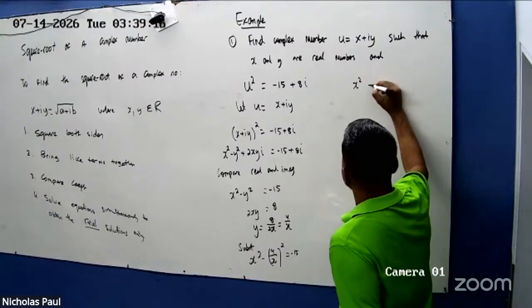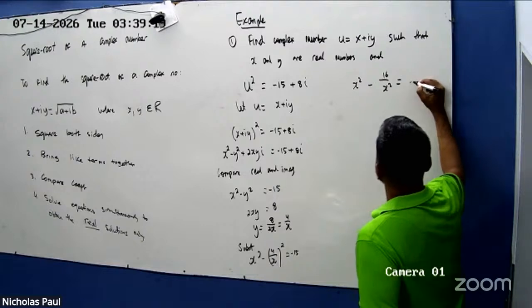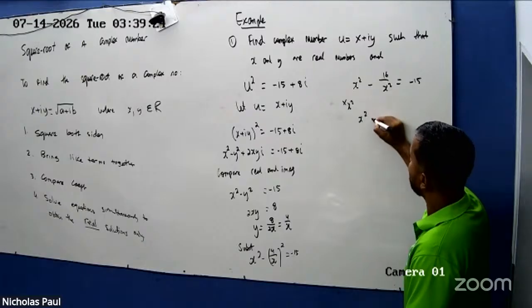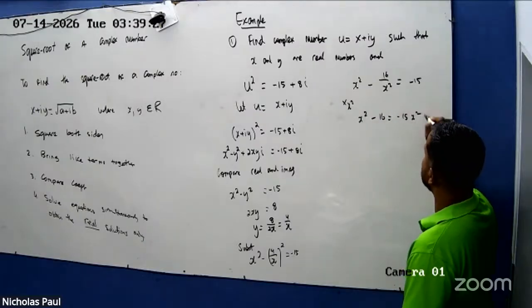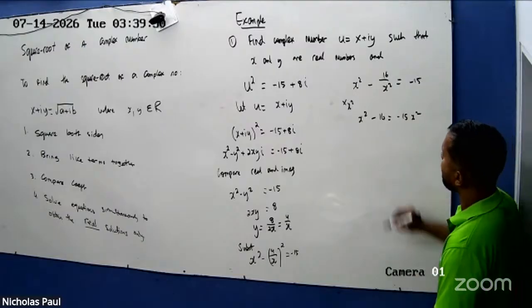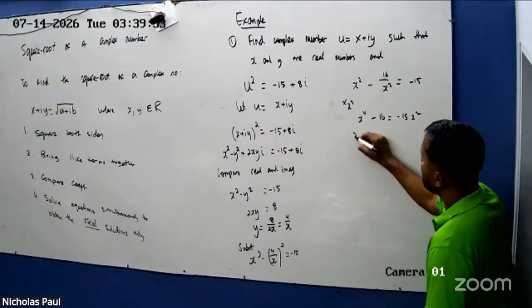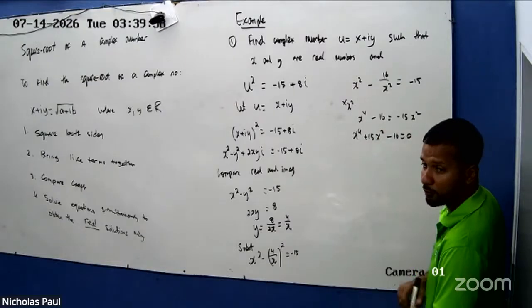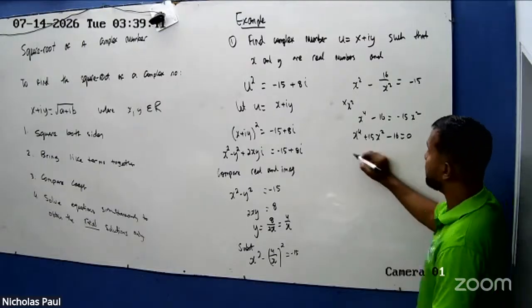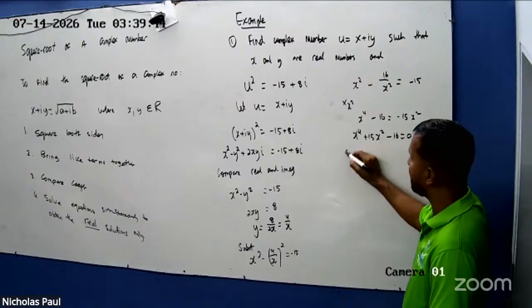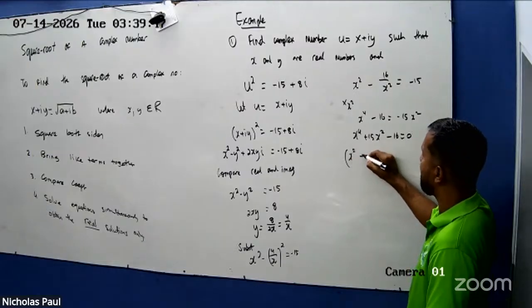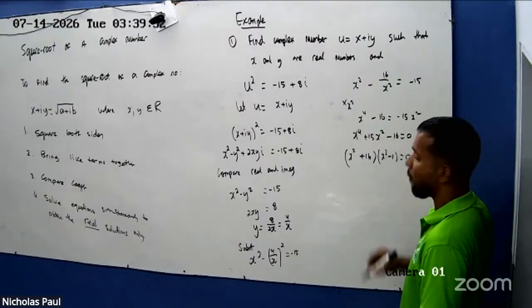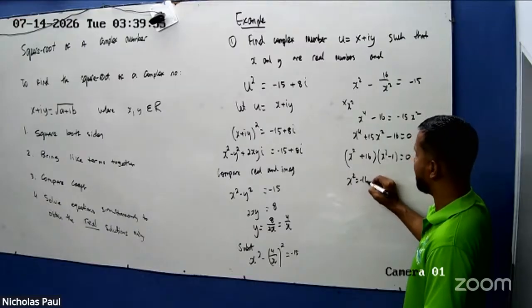So I have x squared minus 16 on x squared. Multiply everything by x squared. I'll get x squared minus 16 is minus 15x squared. So that's x to the 4 plus 15x squared minus 16 is 0. This is a quadratic, and when you factorize, you'll get x squared plus 16 times x squared minus 1. So you'll get x squared is minus 16.